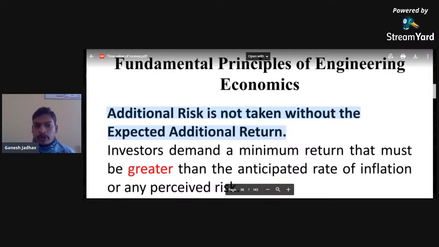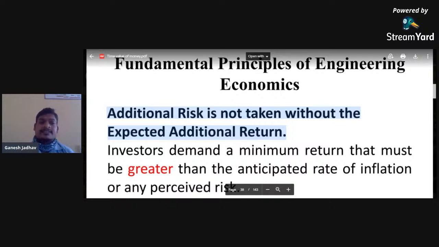Okay, so this is important for the engineer, because whenever you get an expected additional return, that is the time you take the additional risk also.